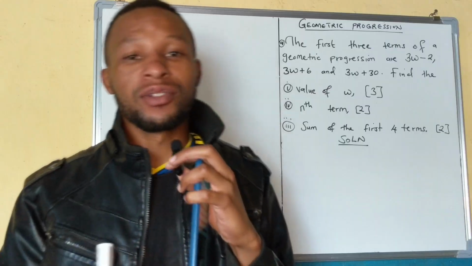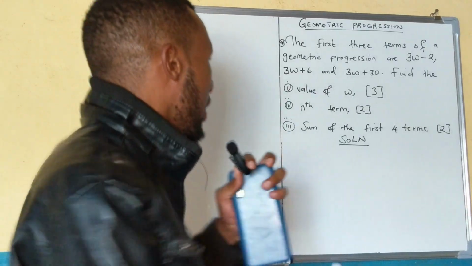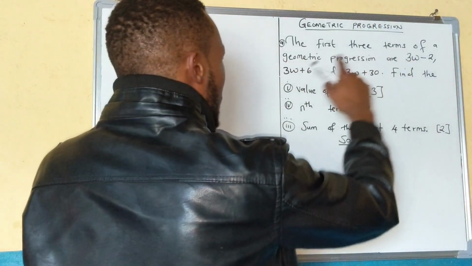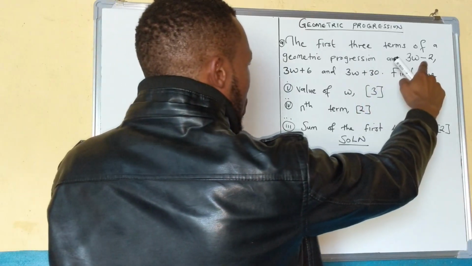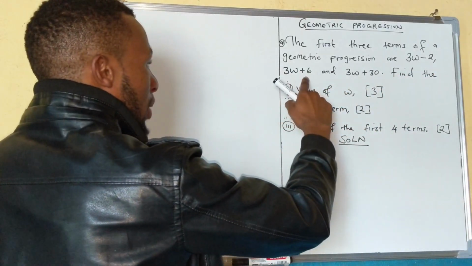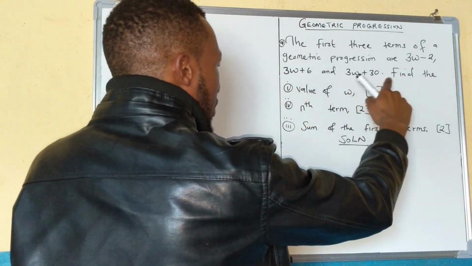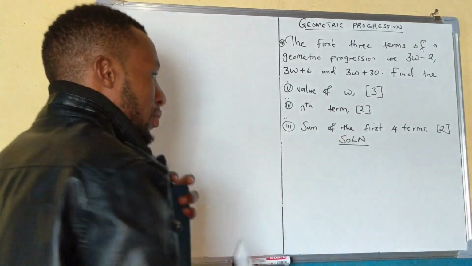Today we have a question under sequences and series, specifically geometric progression. Let's see how we can handle this question. The first three terms of a geometric progression are 3w minus 2, 3w plus 6, and 3w plus 30. Find the value of w.